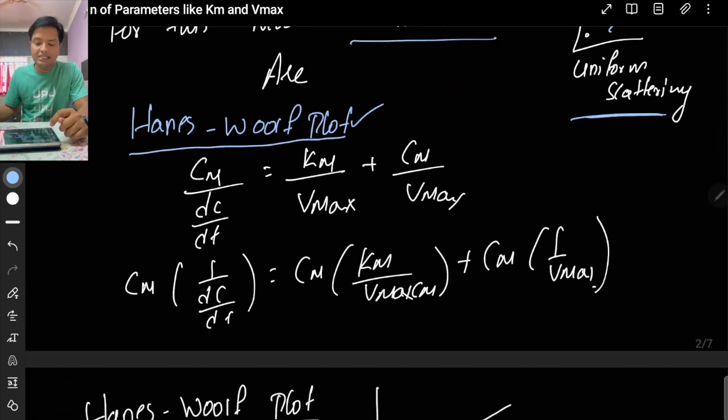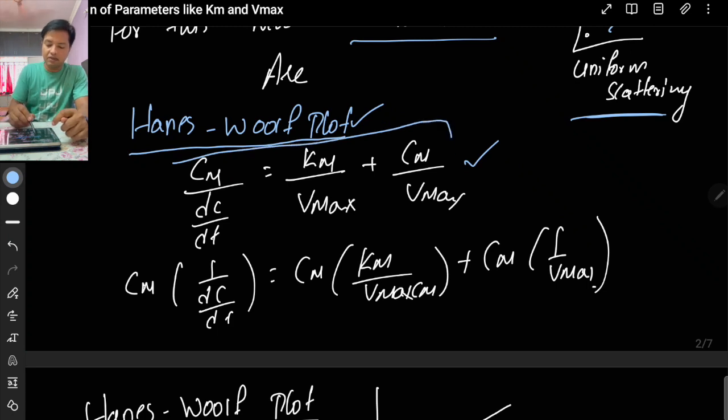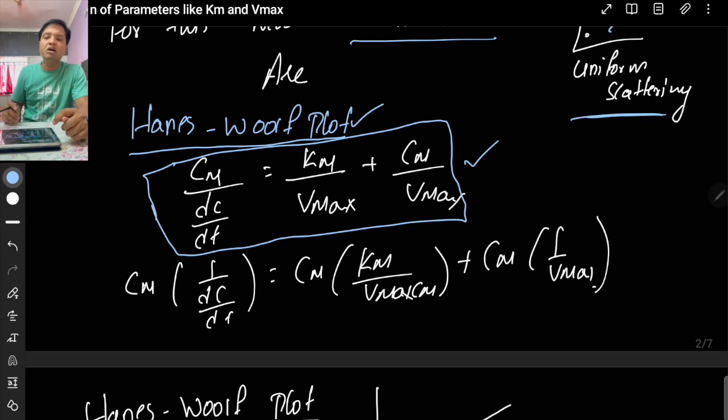What is the Hanes-Woolf plot? See, this is the equation for the Hanes-Woolf plot. You can ask me, sir, how did we get this equation? We got this equation by multiplying the reciprocal equation of Michaelis-Menten with Cm. This equation is the reciprocal of the Michaelis-Menten equation. Multiply that reciprocal equation with Cm, and we get this equation.